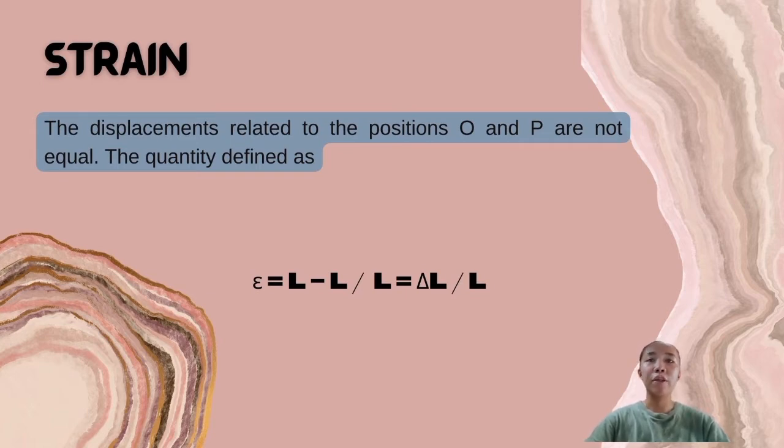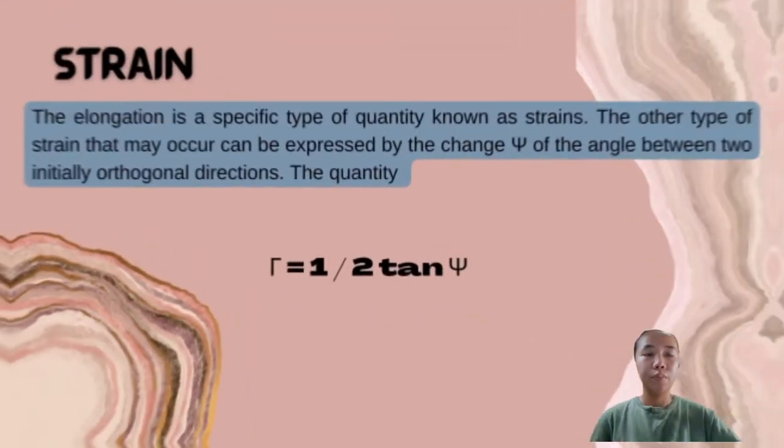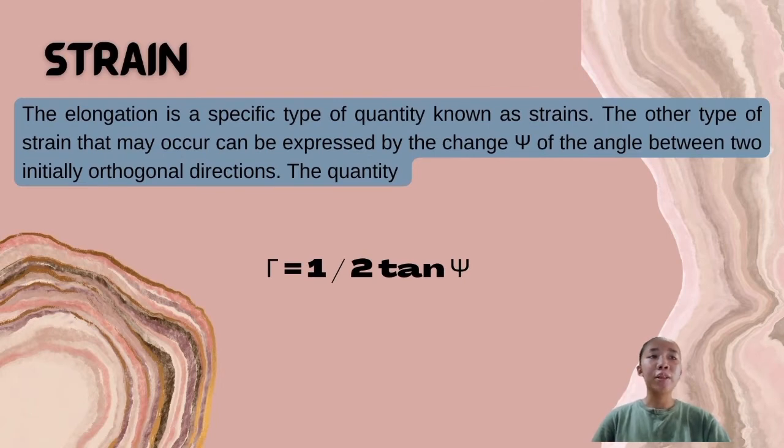To comply with the sign convention for stresses, we require that the elongation is positive for a contraction. So, the elongation is a specific type of quantity known as strain. The other type of strain that may occur can be expressed by the change of the angle between two initially orthogonal directions. So, the quantity gamma equals 1 over 2 tan of the change is called the shear strain, corresponding to the point O and the direction OP.